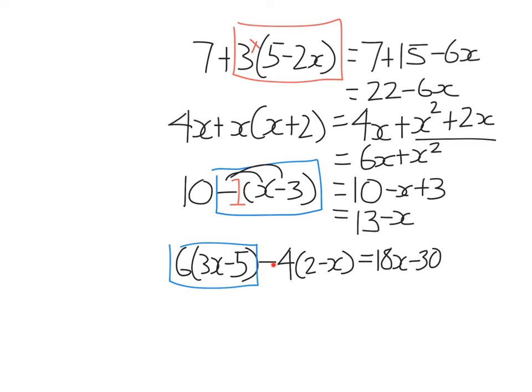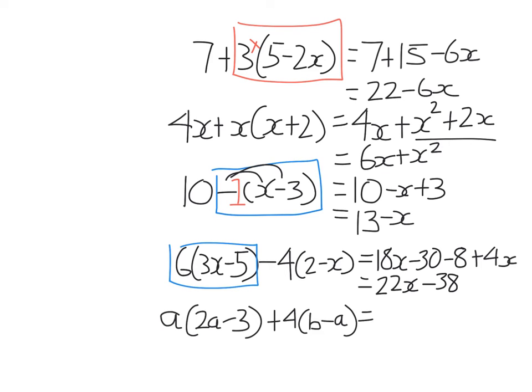So now, make sure you understand this is not a 4, it's a minus 4. So I'm going minus 4 times 2, which is minus 8, and then minus 4 times minus x. Negative times a negative is a positive. So all the hard work's done, I just collect like terms. 18x plus 4x minus 30 minus 8. And I'm done. I can't simplify this expression any further.